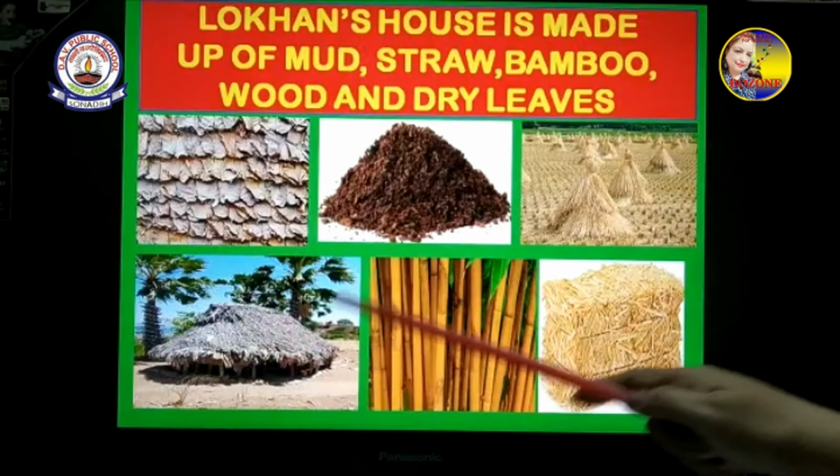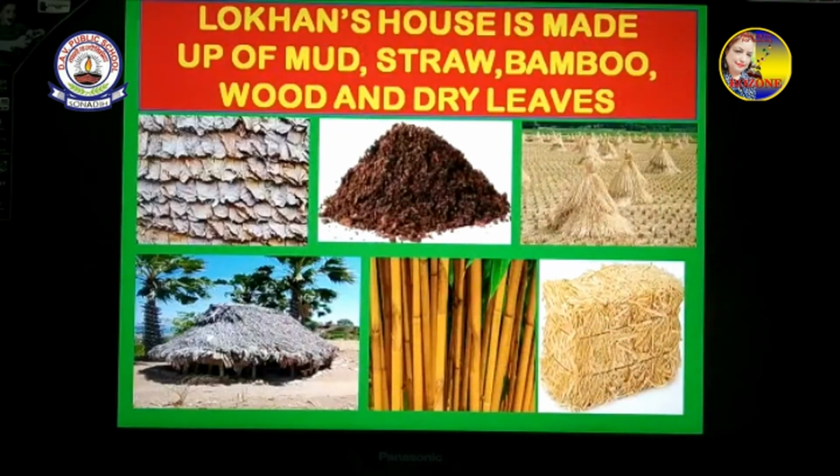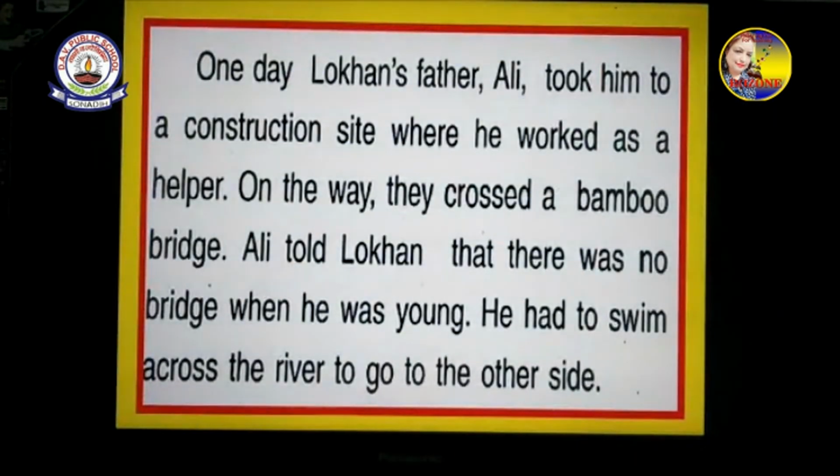You see this type of hut he has, and he has to live in such poor condition because of the area, and maybe he is not very rich, that's why. And see, one day LOKHAN'S father Ali took him to a construction site where he worked as a helper. Means LOKHAN'S father was working on that construction site as a helper, not a very big job, just a small helping, helping others in carrying the things and bringing the things, or different types of helping work he was doing.